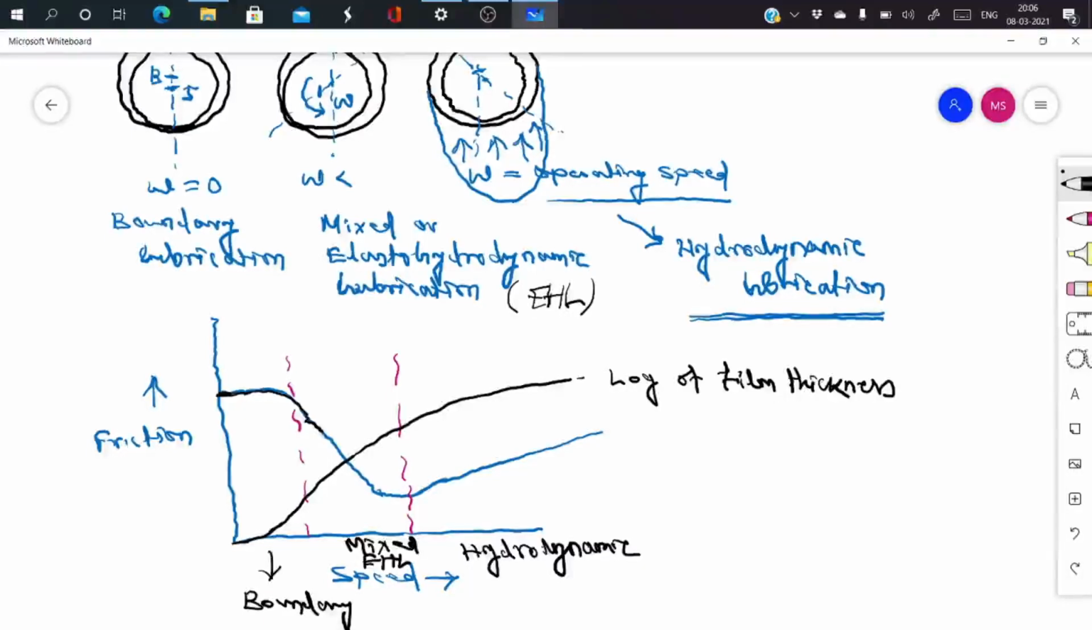Then you come to mixed lubrication. In mixed lubrication, what happens? A part of the load will be shared by the direct contact, and part of the load will be shared by the lubricant. Therefore it is mixed lubrication.